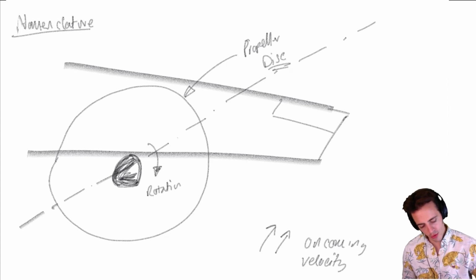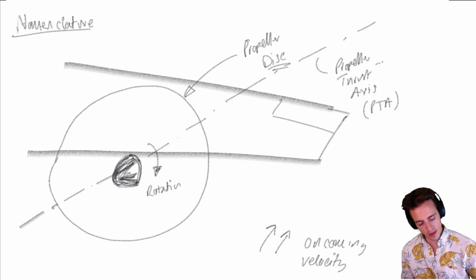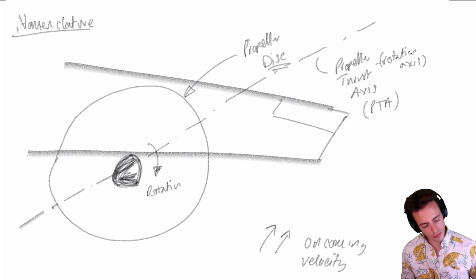So this line that I've drawn through there, we can call the propeller thrust axis. Okay, and we're going to say that's PTA, propeller thrust axis. We could also define this as the rotation axis. We'll use those two terms sort of interchangeably.